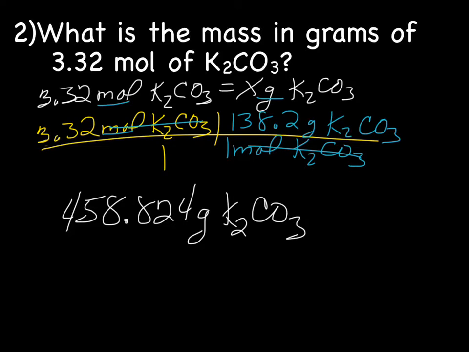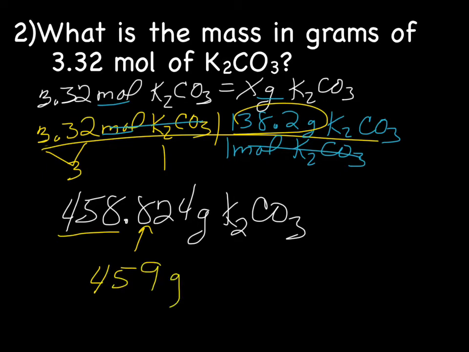And let's check our sig figs. So what we have here is 3 sig figs. And over here we have 4 sig figs. So we need to have 3 sig figs. Before 58, we're going to be dropping the 8, but being that it's 5 or bigger, we're going to round up. So our final answer will be 459 grams K2CO3.